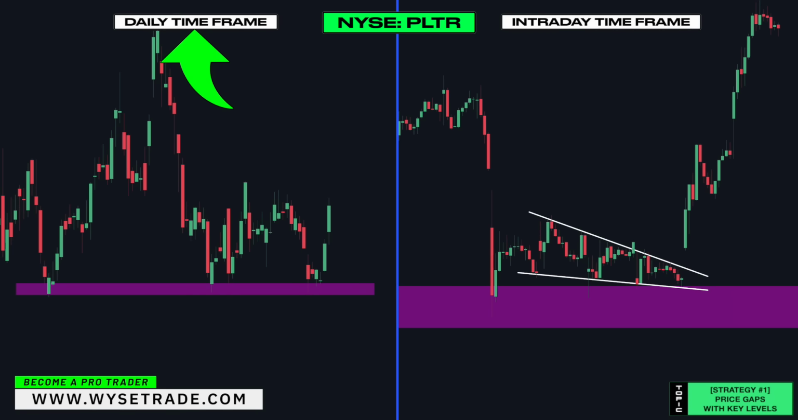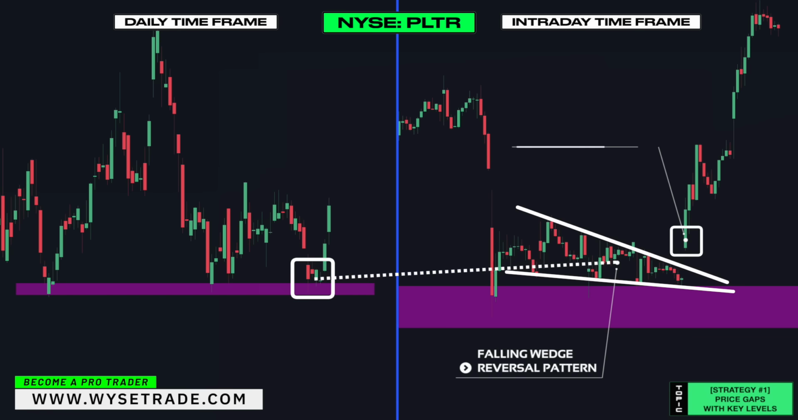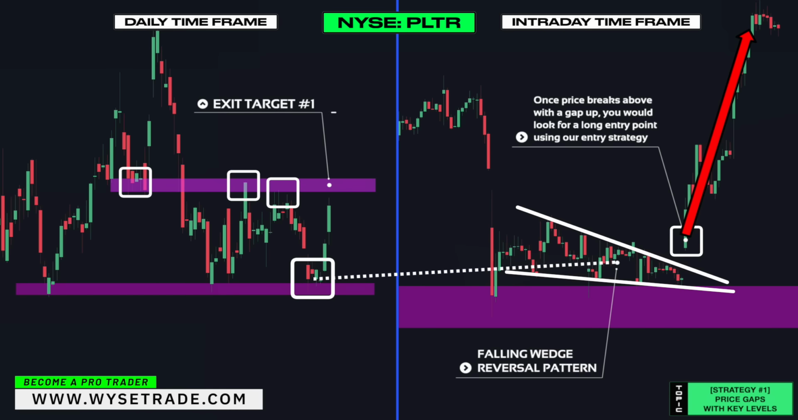On the left is the Palantir daily time frame we just looked at, and on the right is the Palantir intraday time frame. This trade setup area here is this same area here. You have a falling wedge pattern, and once it breaks above with a gap up, you would look for a long entry point using our entry strategy. Your exit target would be this zone here.